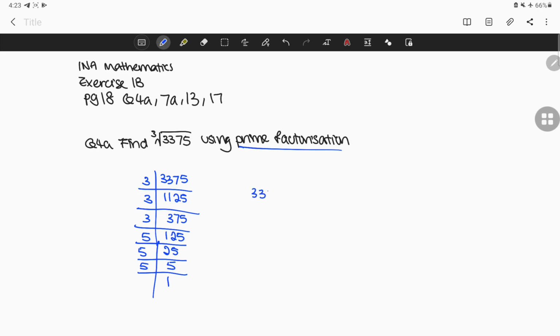So 3375 can be written as 3 to the power of 3 multiplied by 5 to the power of 3. Next, we are supposed to find the cube root of 3375. Since there is the number 3 over here, we would group 3 3's and 3 5's together. So 1, 2, 3, 1, 2, 3.